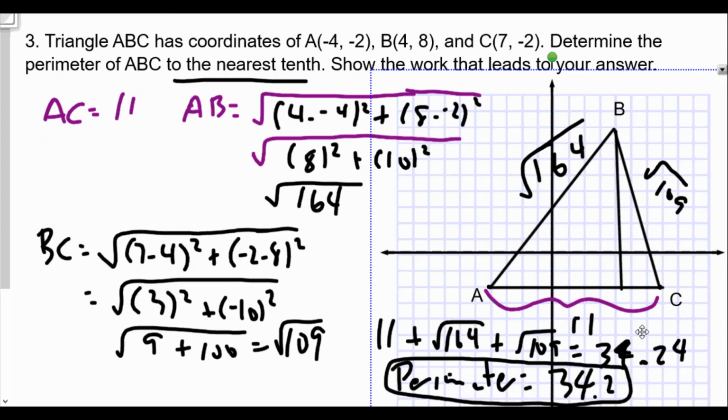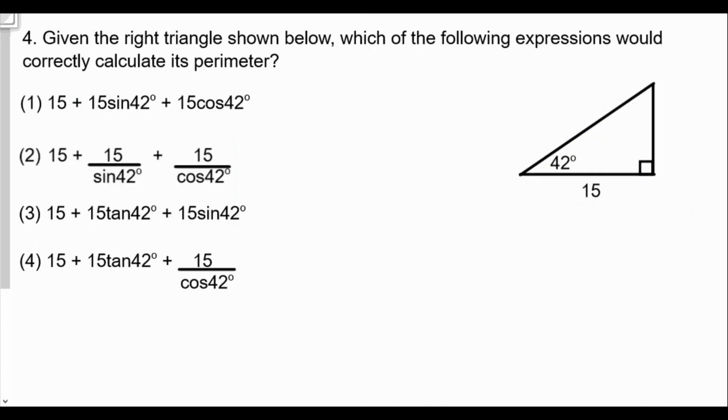All right, hopefully that was helpful. Now, we used the Pythagorean theorem, or this formula, to find our sides. Let's move on to question number 4. Question number 4 is the following. Given the right triangle shown below, which of the following expressions would correctly calculate this perimeter?